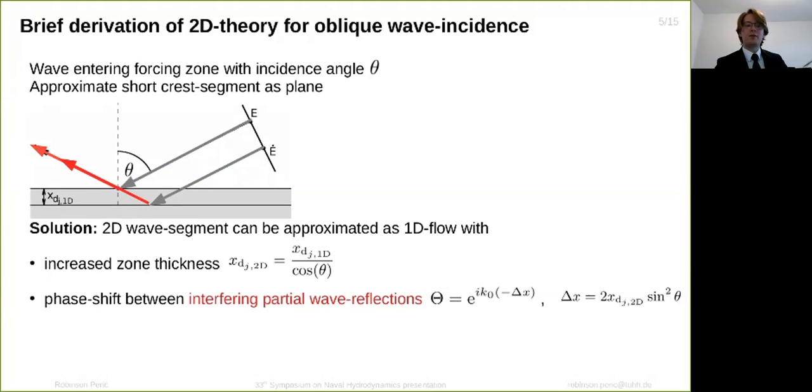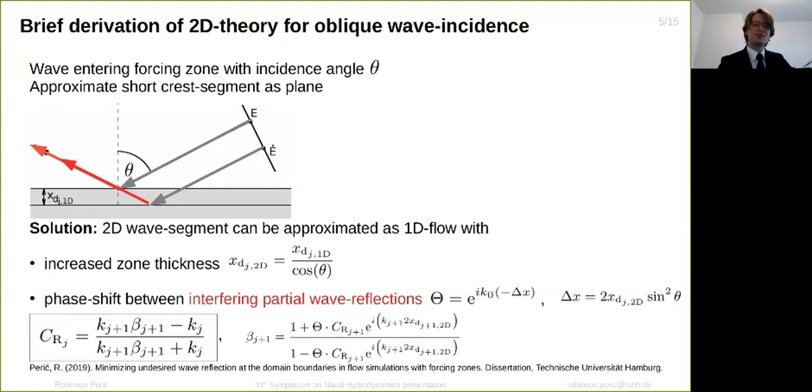And so, since the point E dot is closer to the forcing zone than the point E, we get a phase shift theta. And if we take this into account, we can use the 1D theory with these modifications and arrive at a solution that looks basically the same as before, only that in the beta j+1 term, we have the phase shift theta and the increased forcing zone thickness. And thus, we can compute the reflection coefficient for any wave incidence angle theta.